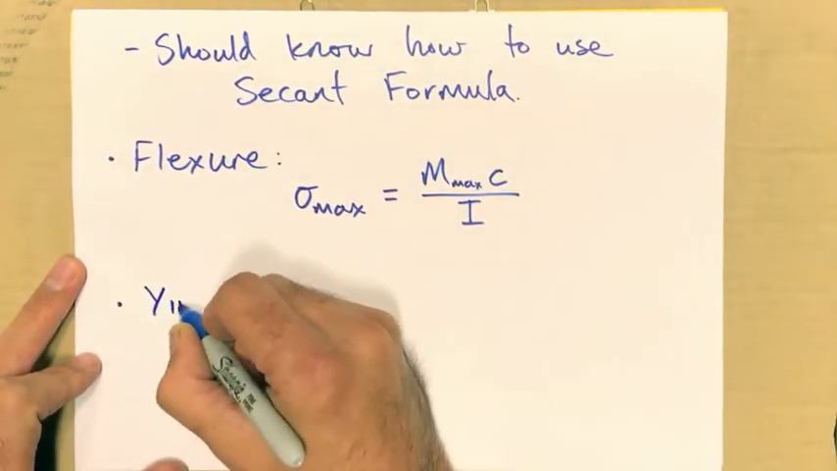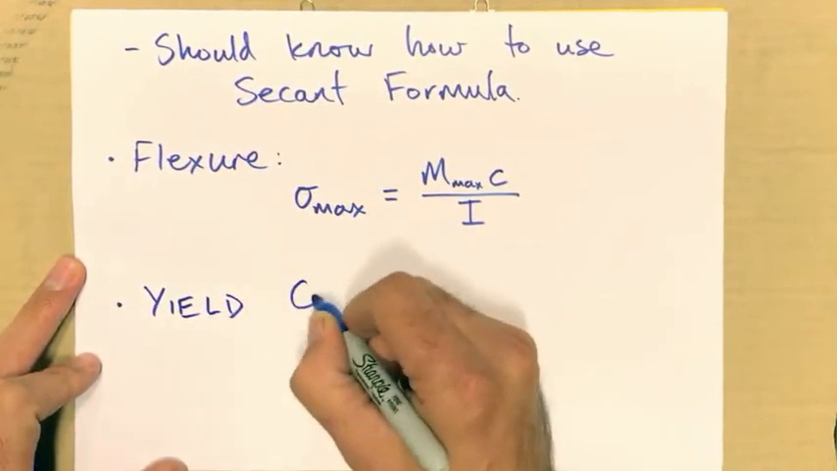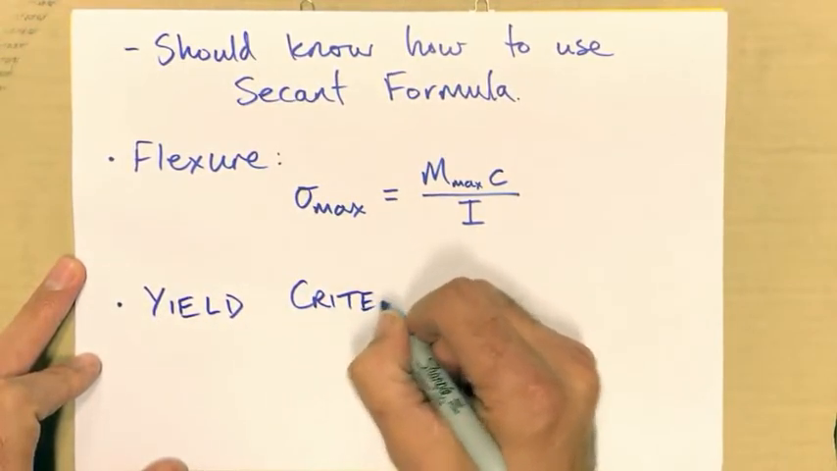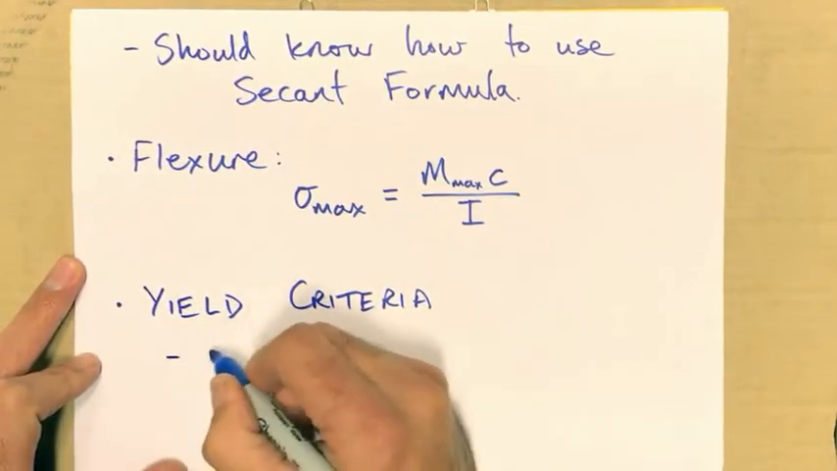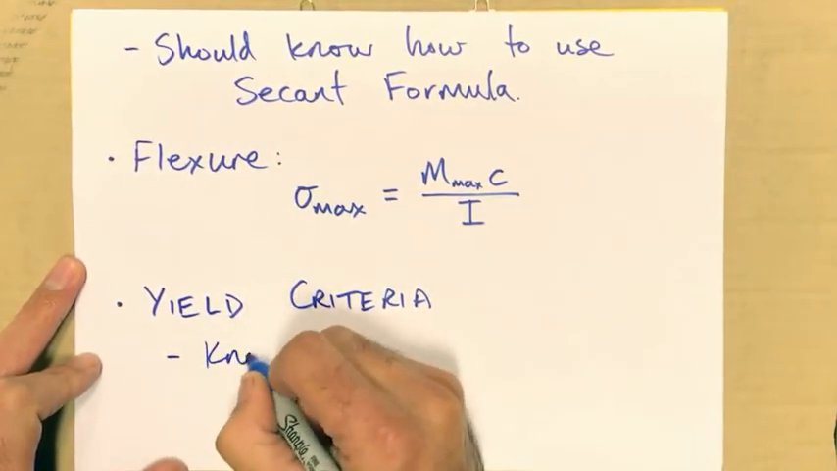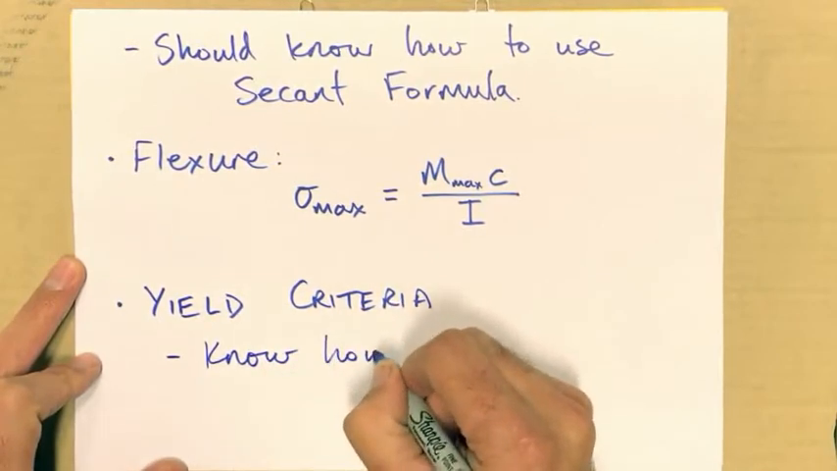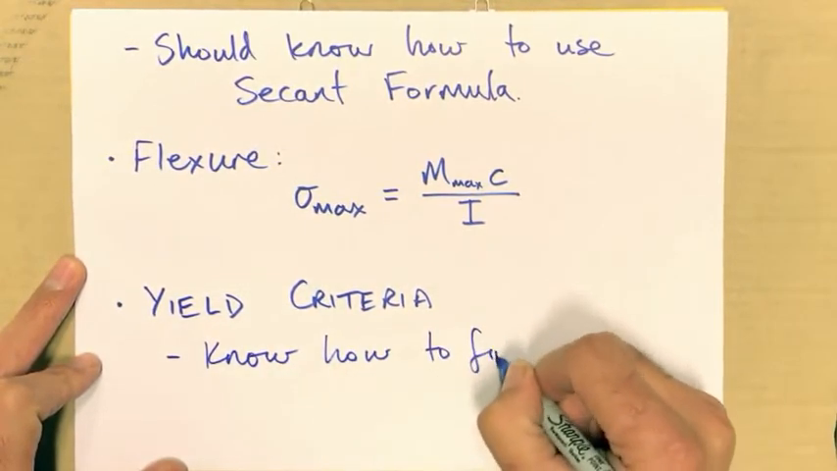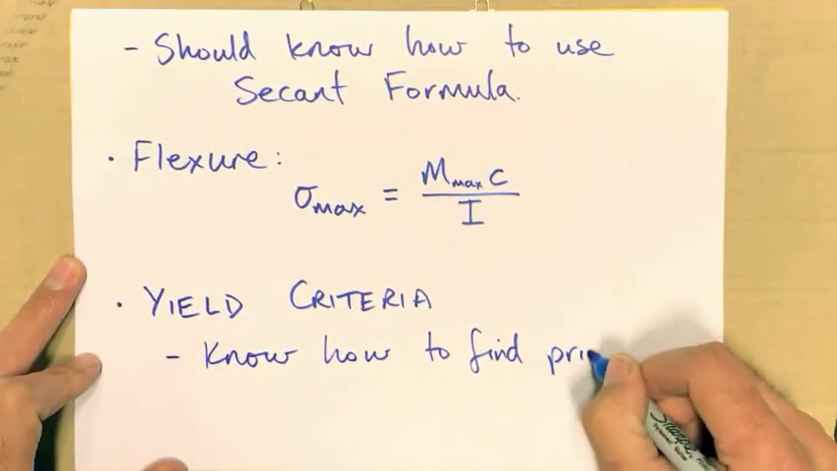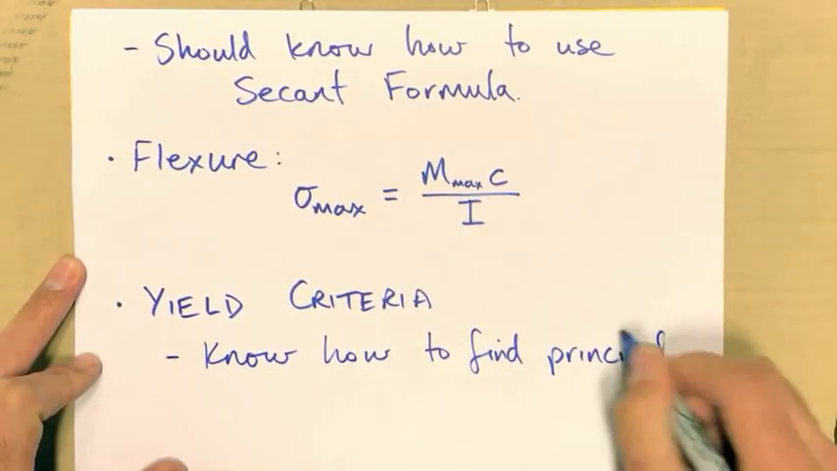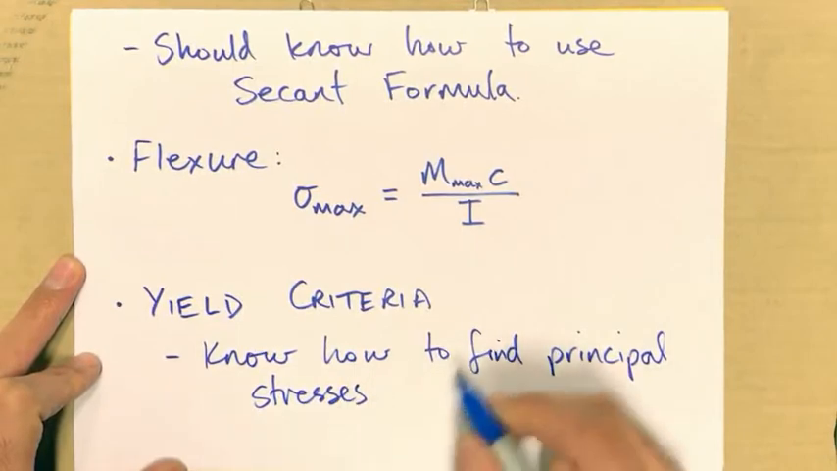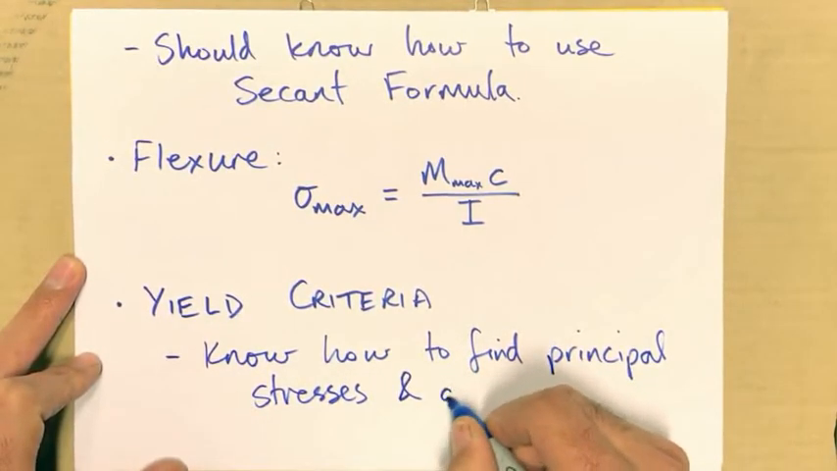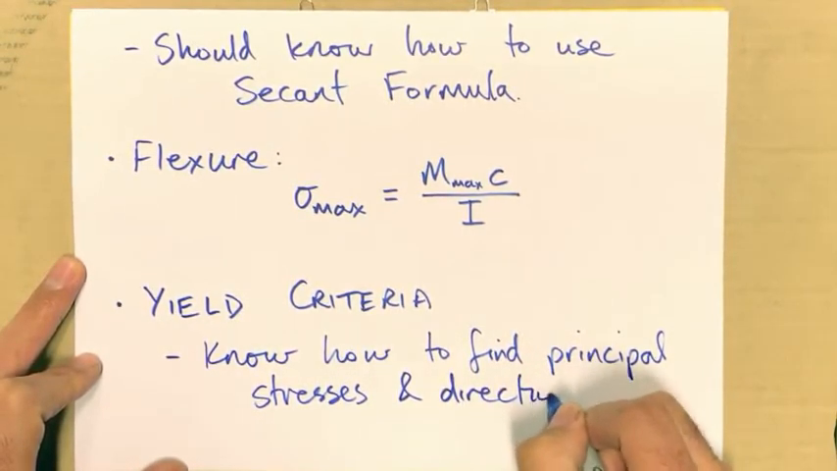Okay, the next thing we did was yield criteria. You should know how to find principal stresses. So that is, find eigenvalues and eigenvectors, which gives you the direction.